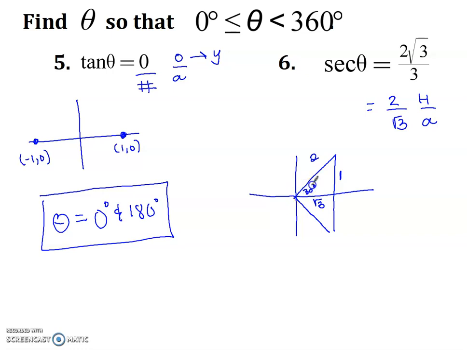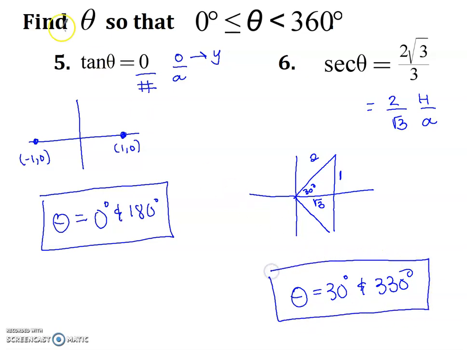So again, this will be a 30-degree reference angle. So in quadrant 1, that's just 30 degrees. In quadrant 2, that'll be 360 minus this 30-degree reference angle. So 360 minus 30 will give us an angle of 330 degrees.